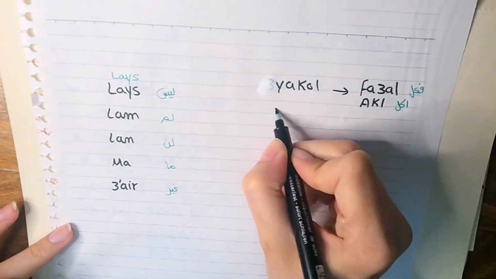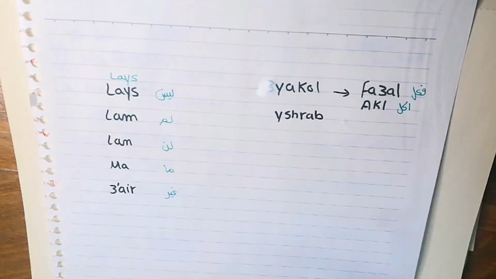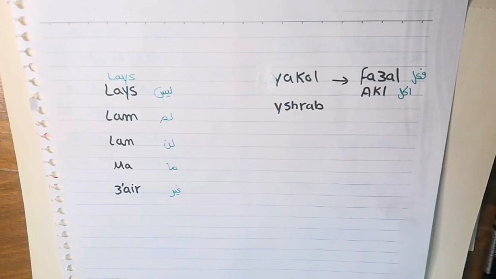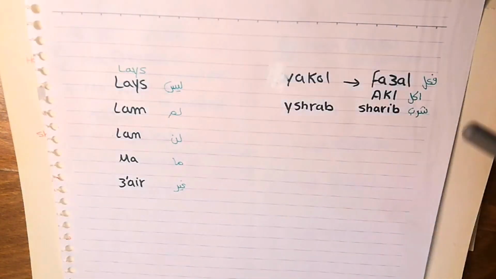Let me give you another example. يشرب. We will have to remove the Y sound that makes it conjugated with the pronoun he. So it becomes شرب. It rhymes with فعل, so أكل فعل, شرب فعل.